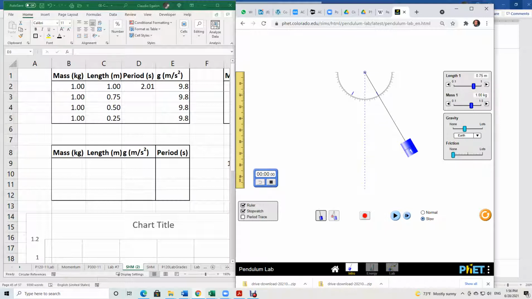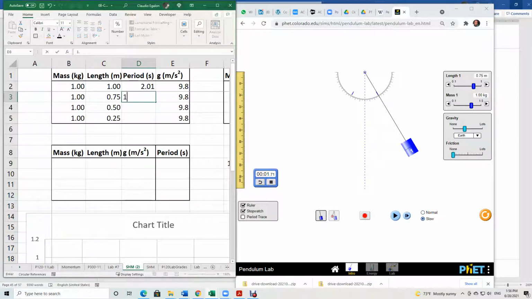I'm going to start the simulation, wait for one full oscillation. Here you go, start. Because it's going to be 75 centimeters, shorter than before, you should expect a period of less than 2 seconds. Go back and forth to full oscillation, stop right in here. I've got, see, 1.71. 1.71, 3/10 of a second difference.